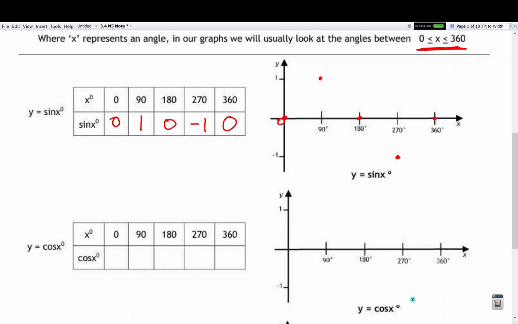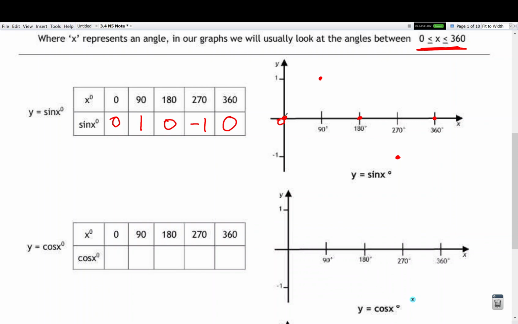So the key here is that if we put in every single angle between 0 and 360, we would be able to get a more detailed shape of the graph. But know that we do not connect these with straight lines, so it doesn't have right angles here. This actually forms what we call a wave. It forms a kind of curve that looks like a wave.